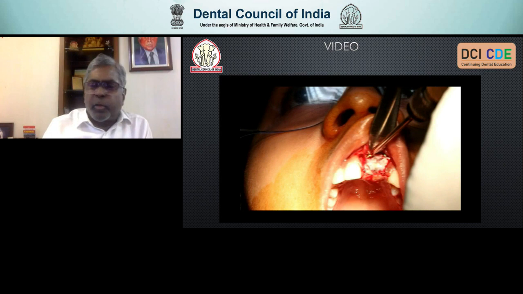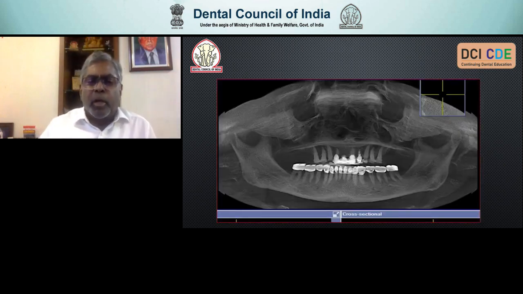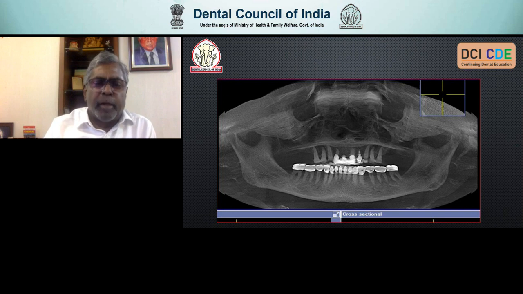Now look at this situation where the patient has missing molars and the sinus has dipped in quite a bit. So this panoramic version of the CBCT shows that the molars are missing, the sinuses are expanded. So this goes through the same process.